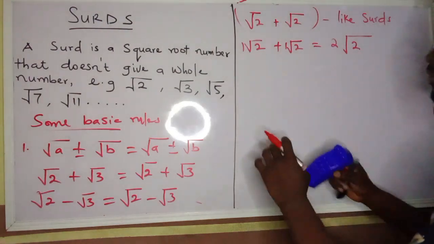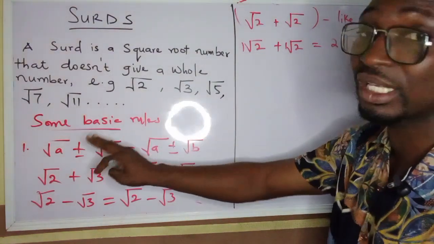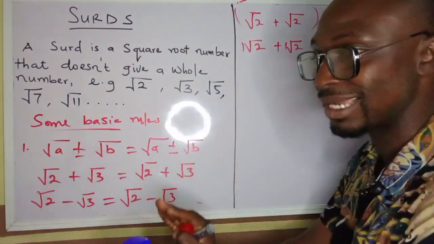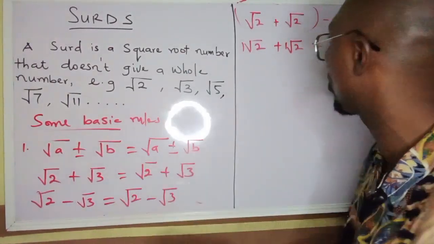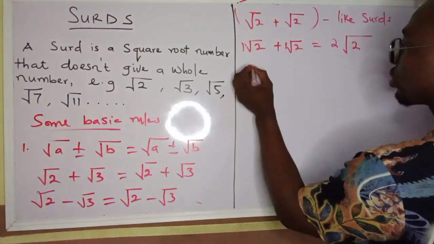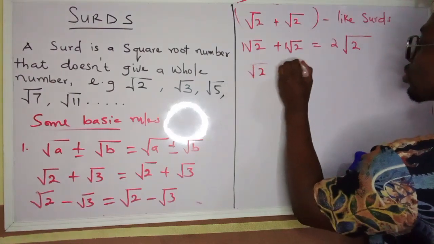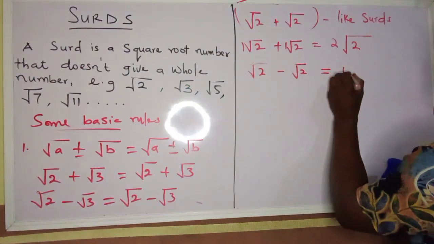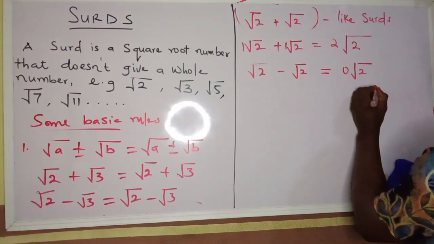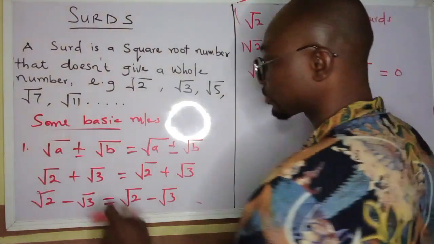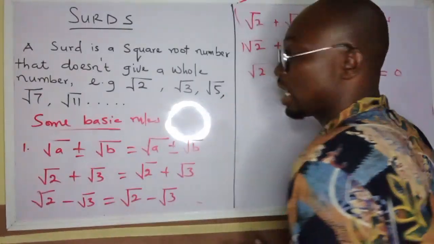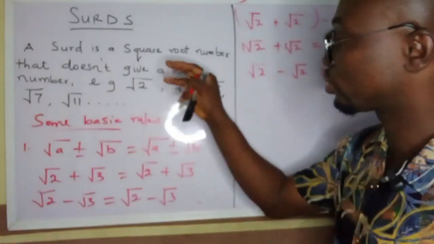So for the cases of like sword, you can add and subtract. If you have the square root of 2 minus the square root of 2, this becomes 0 root 2, which is the same thing as 0. So this is on the addition and subtraction of swords.